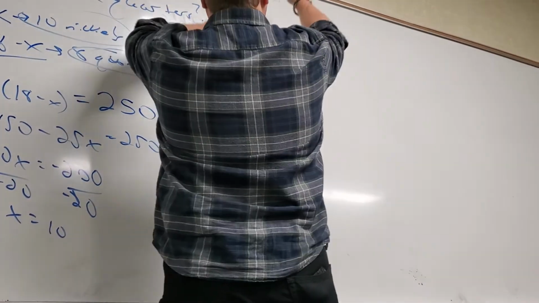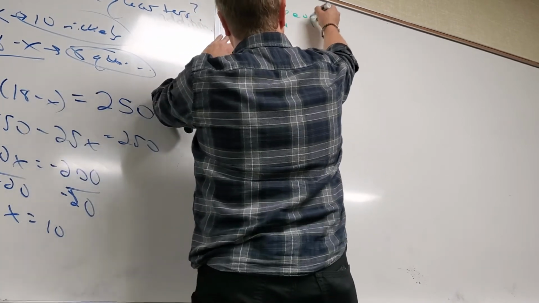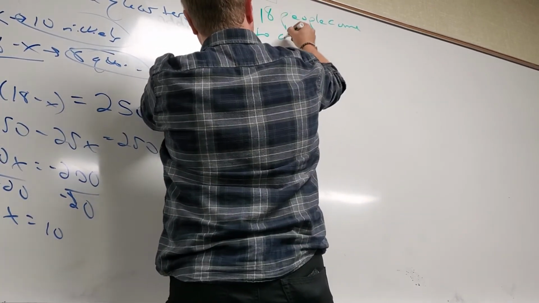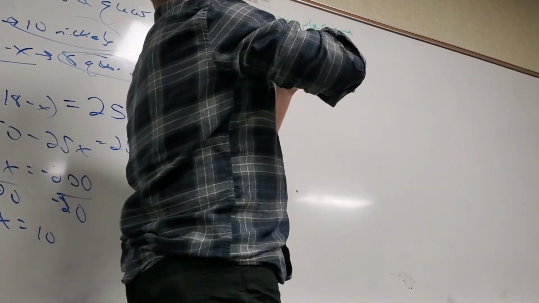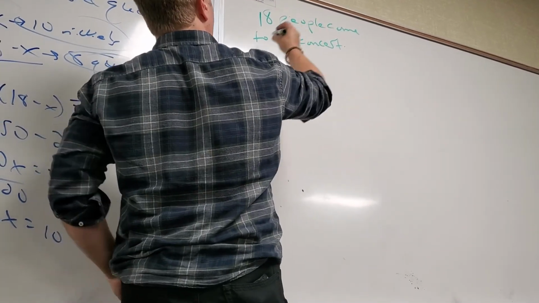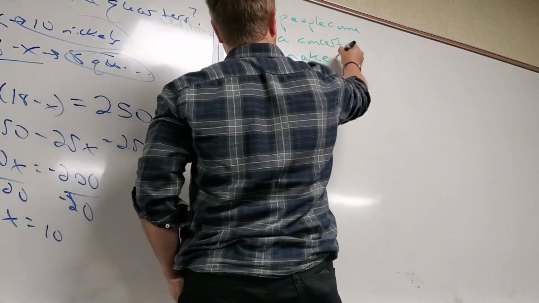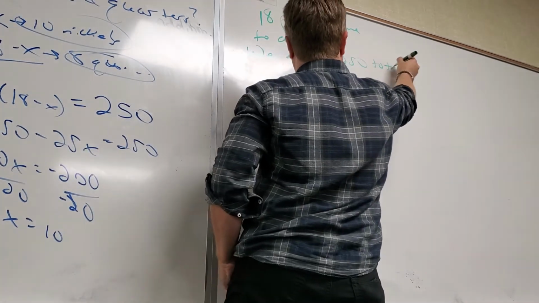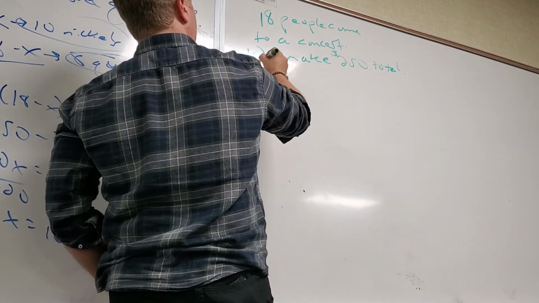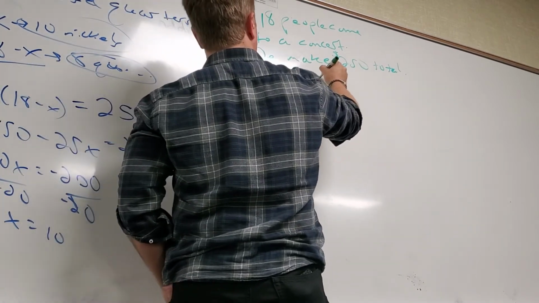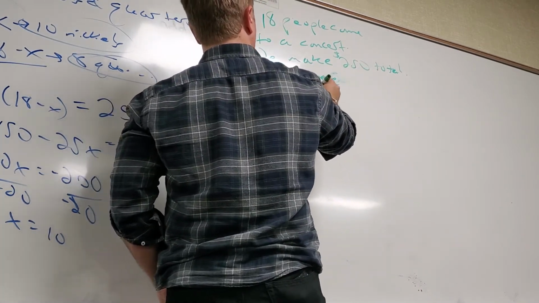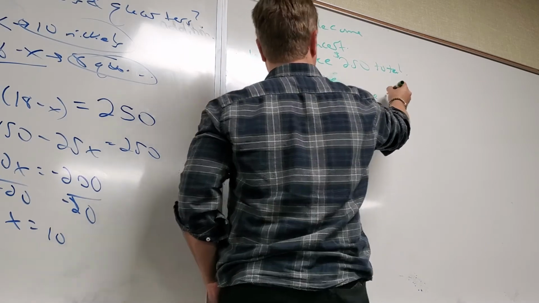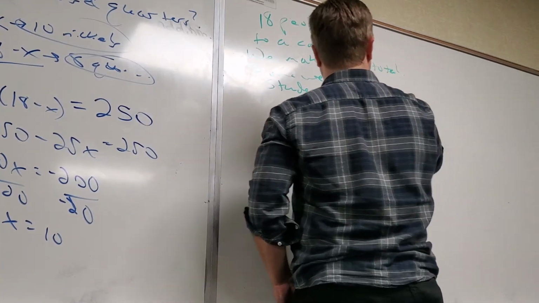So watch this. What if I have an entirely different problem? 18 people come to a concert. And the band normally gets 3 people show up, so they're excited. We make $250 total. Some were adults. Let's say some were students, and some were just regular old adults.